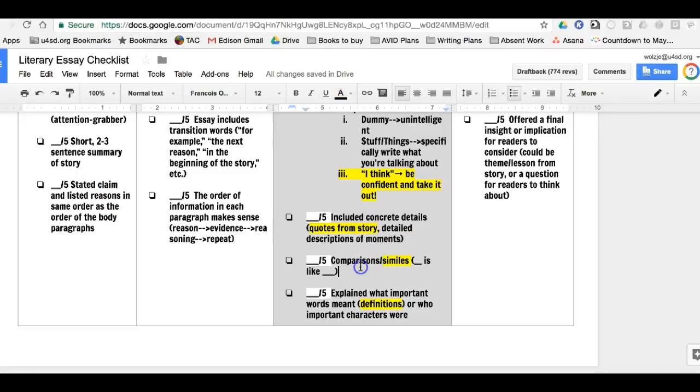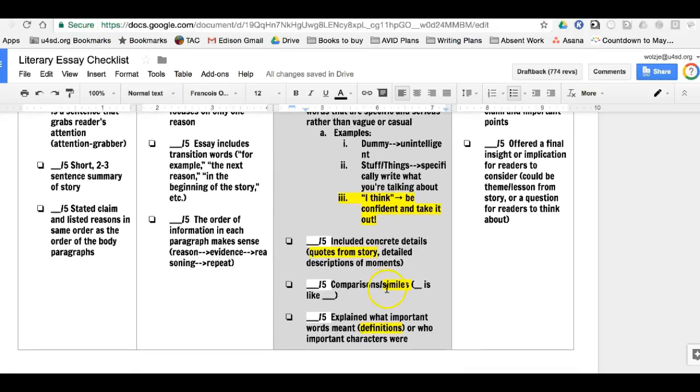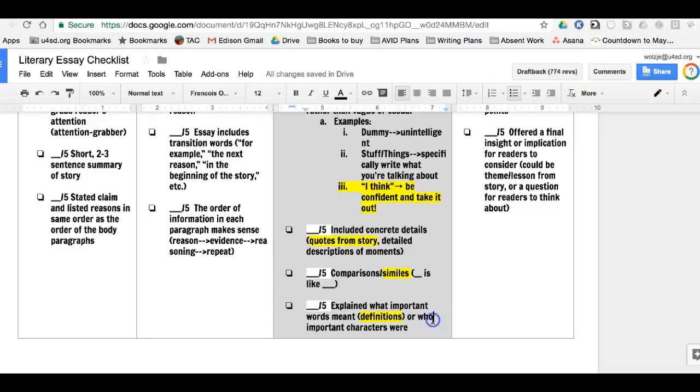Okay, so similes, you want to include at least one. That's 5 whole points. If you don't do that, it's 15 out of 20. That's a C for that. So you want to make sure that you do that.